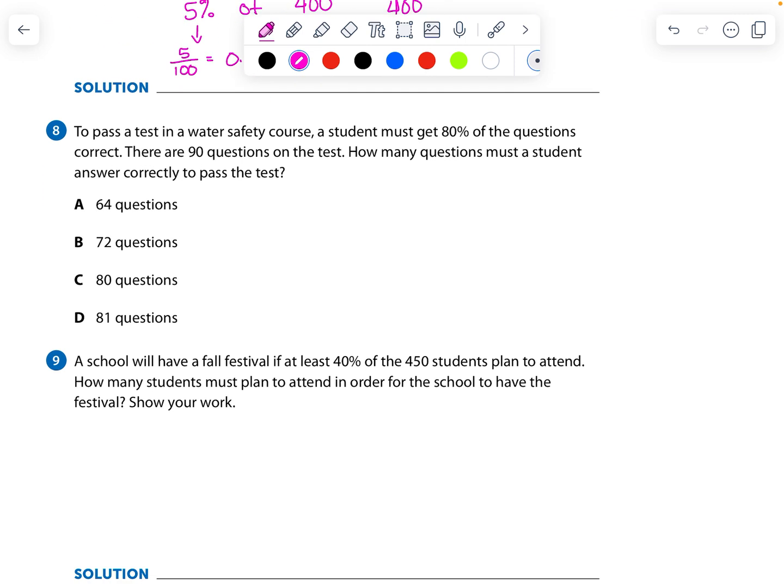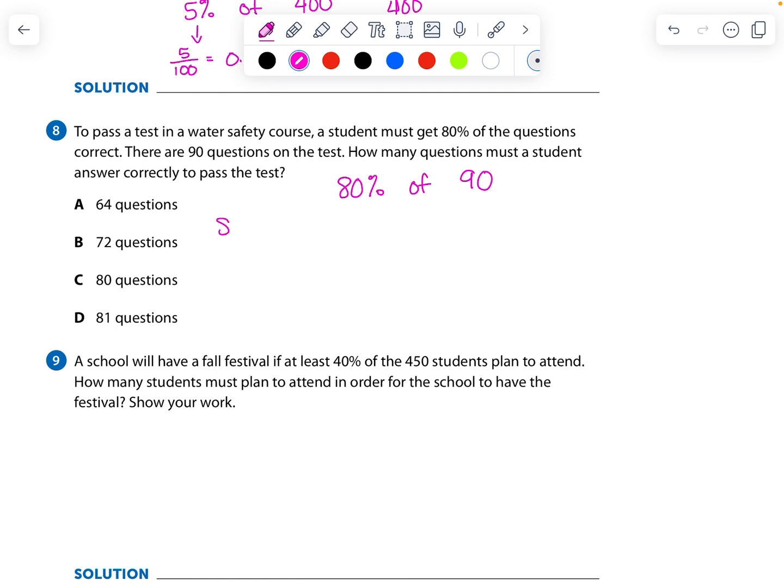So to pass a test, you must get 80% of the questions correct. There are 90 questions on the test. How many questions must a student answer correctly? So what we're being asked is, what is 80% of 90?